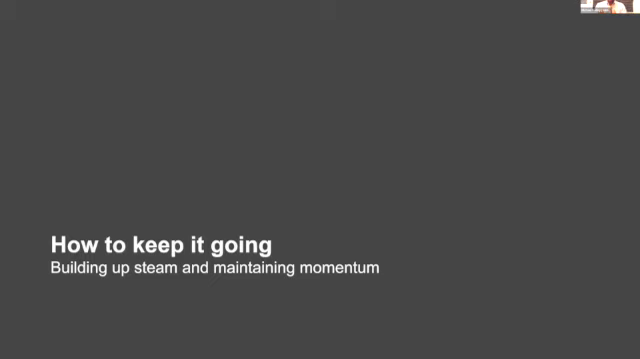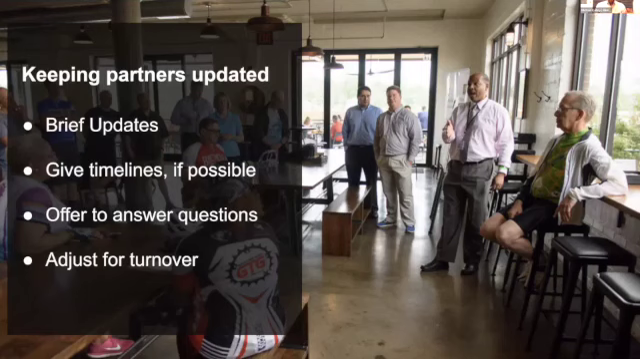So finally, let's talk about how to keep a coalition going. How do you build up steam and maintain momentum? Even if there isn't anything going on, it's a good idea to keep partners updated about what's happening and work towards the coalition's main objective. Be sure to consider the following.